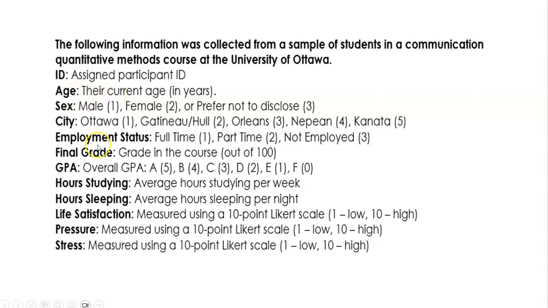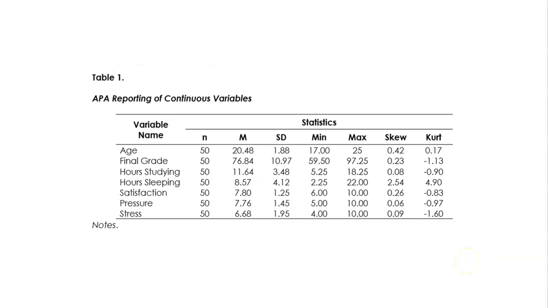Age is a continuous variable. Final grade, that is also a number, so a continuous variable. And the GPA, this one is categorical because A, B, C, D, E, F. Hours of studying, continuous variable. Hours of sleeping also. Life satisfaction, there is a Likert scale, continuous variable. I mean, a scale variable is a continuous variable. Pressure also a scale variable, stress also. So when you have this information of the variables and the data set, you can import it in your SPSS.